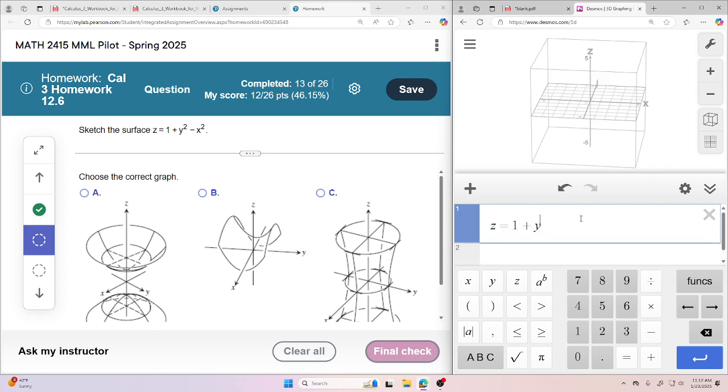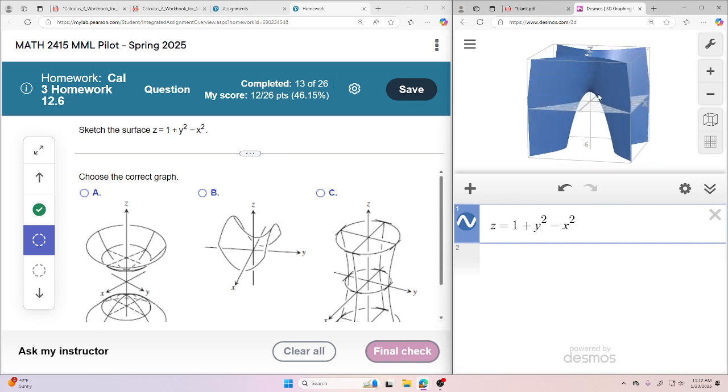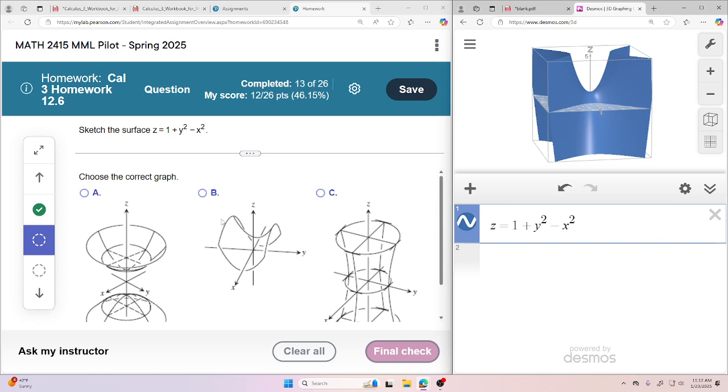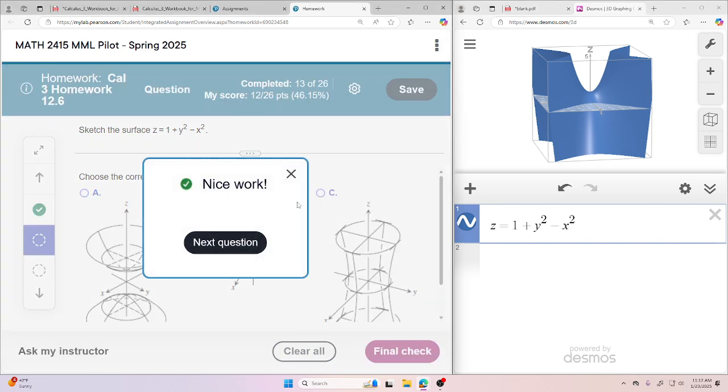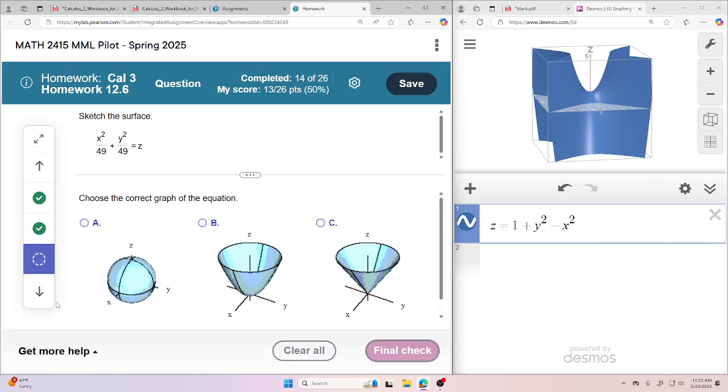All I'm doing is saying whatever I had plus 1. So it's still going to be a saddle. I just went up 1. And you can see that. See, it's above. It went up 1 right there. So it's still a saddle. Just went up 1. Cool.